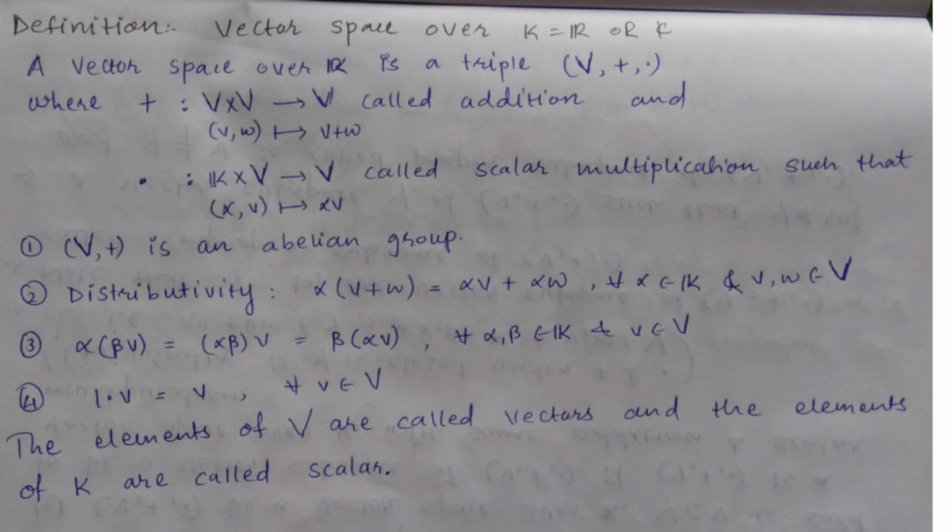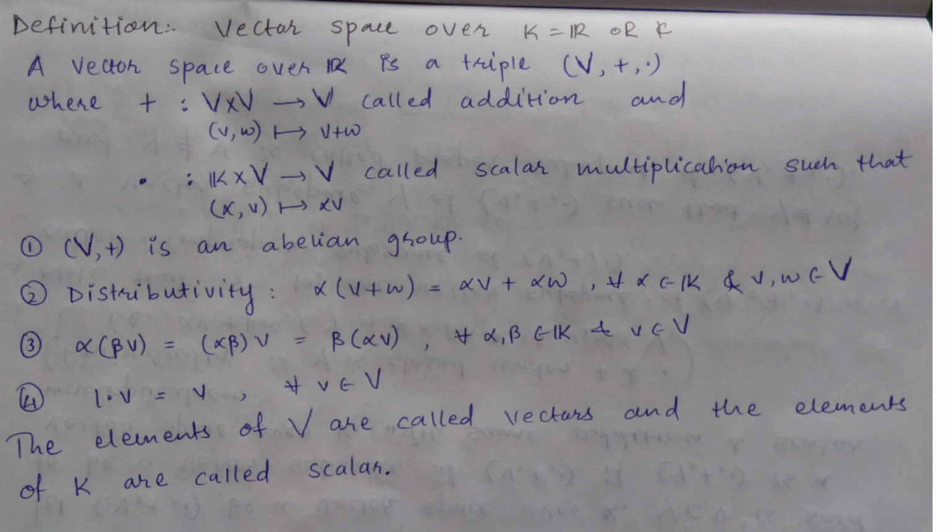Next is vector space over K, where K is my field, and I'm taking this field as R or C. R is the set of real numbers and C is the set of complex numbers. So the definition of a vector space over K is a triple (V, +, ·), where plus is addition and dot is scalar multiplication.